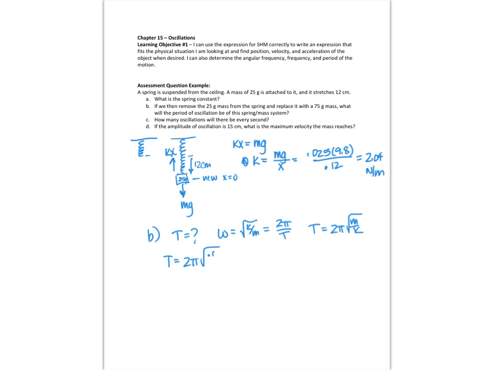So the period is equal to 2 pi square root. My new mass is 0.075. My k is 2.04. If I do my calculation, I get 1.2 seconds as my period.